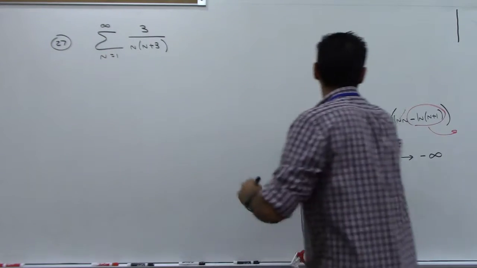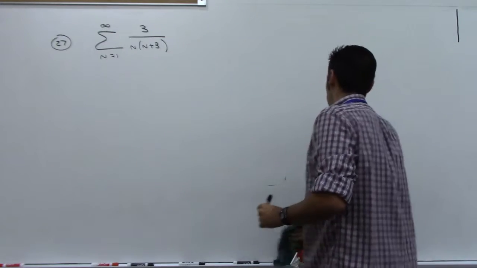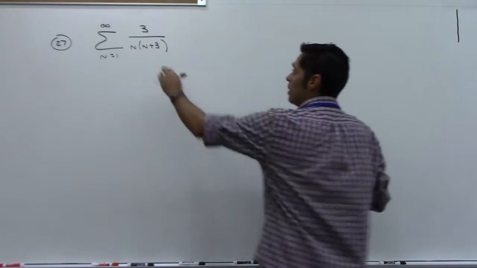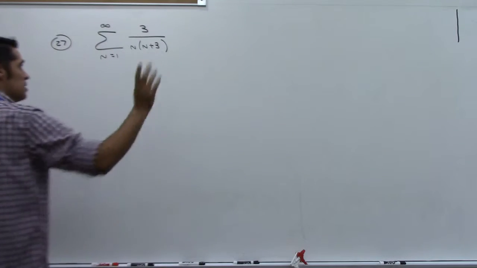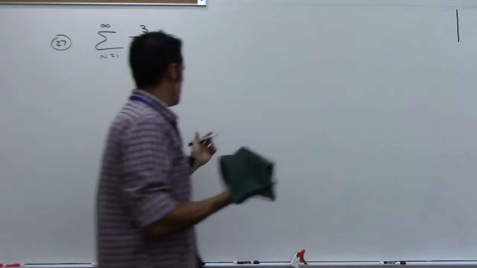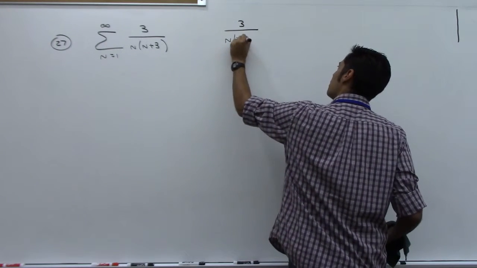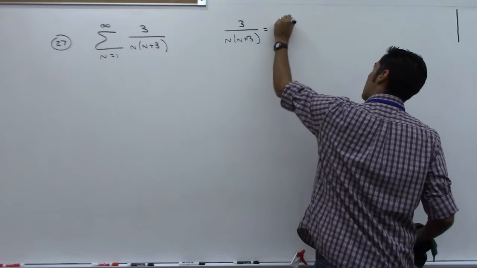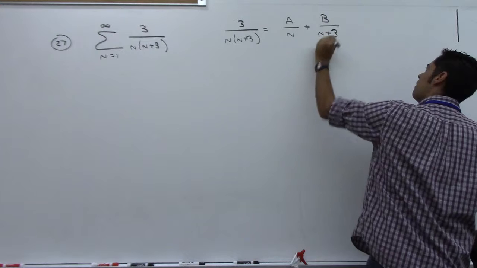Okay, so I'll save us some time. The nth term test is inconclusive. It's going to fail because when you take the limit of the inside, it goes to 0. If you write out the first few pieces, nothing's going to cancel. So you go through and you do your partial fractions. You do 3 over n times n plus 3 equals a over n plus b over n plus 3.